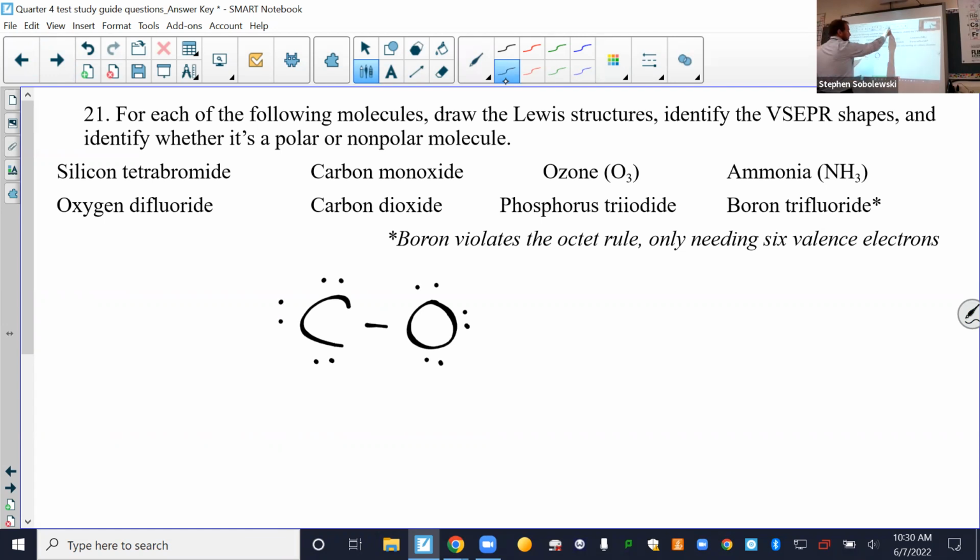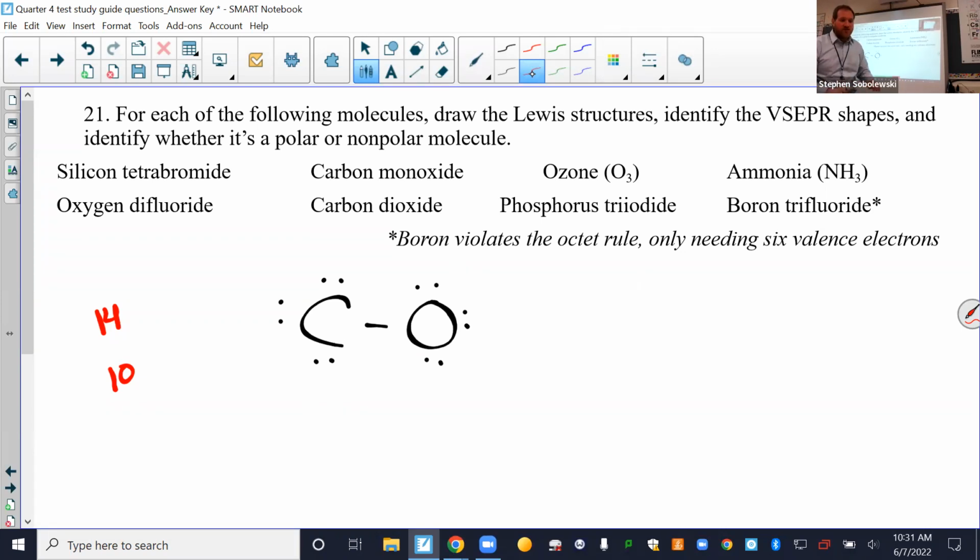And now we check if this is correct. So I'm counting 2, 4, 6, 8, 10, 12, 14 electrons. That's my total. I now check my periodic table. Carbon has 4, oxygen has 6, 6 and 4 is 10. I can tell I have 4 too many. Now, if you're quick with these, you might recognize you're going to need a triple bond right away.